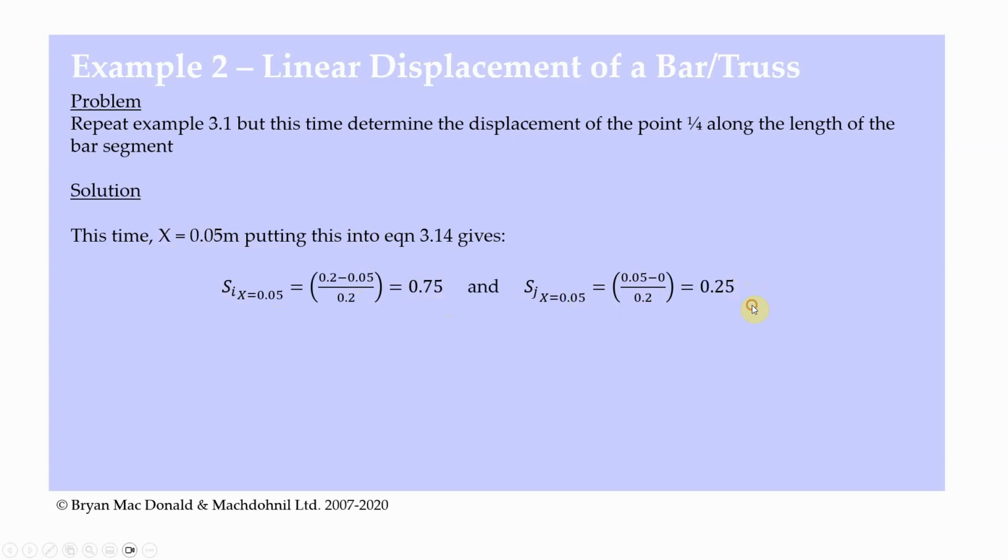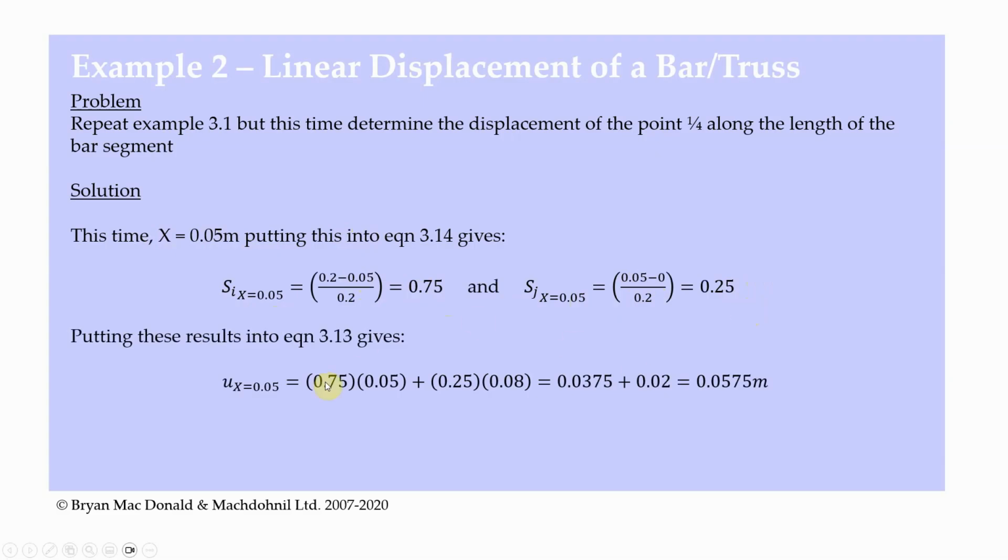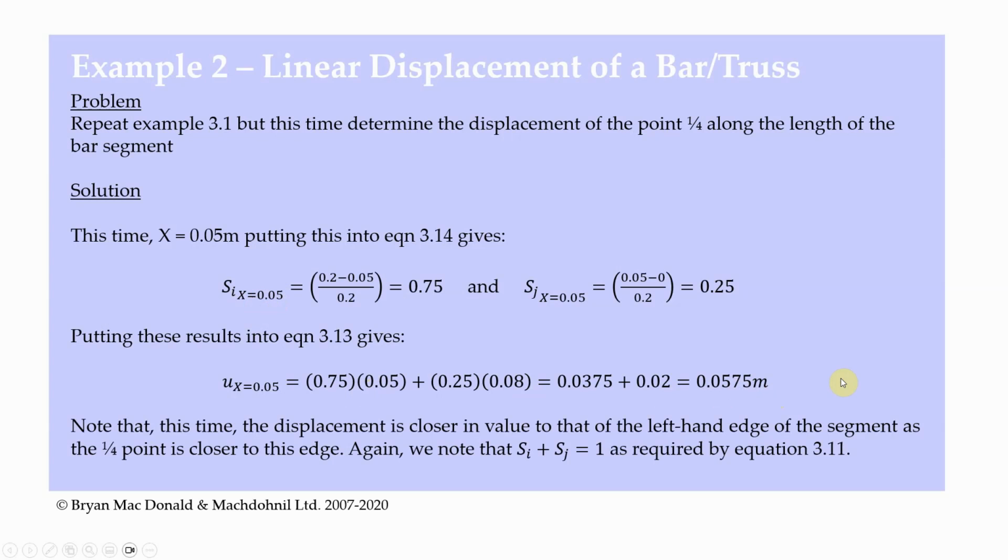Again, we put that back into equation 313 and we get si ui plus sj uj. The ui and uj are the same as before. We've changed the si and sj because we're looking at a different location. We calculate the shape functions, or interpolation functions, at the location of interest, put them into this equation, and this time we get 0.0575 meters. Again, this time the displacement is closer in value to that of the left-hand edge of the segment, as the quarter point is closer to the edge, and as usual, our shape functions 0.25 and 0.75 add up to 1.